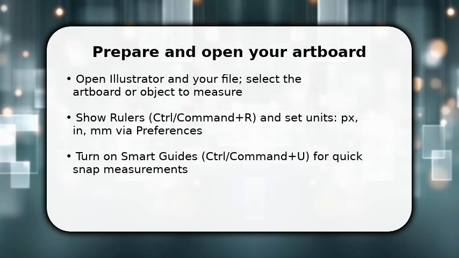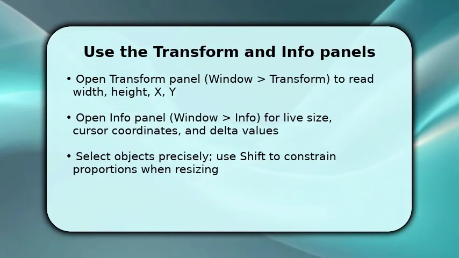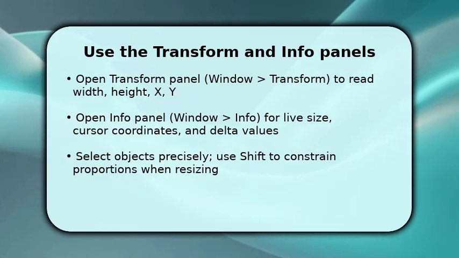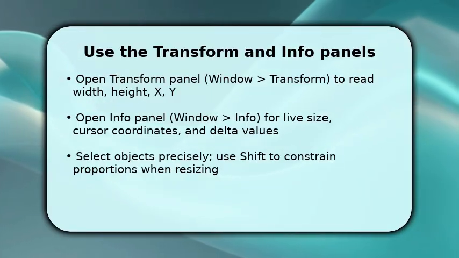Next, open the Transform panel to read exact width, height, and position values for any selected object. Those numbers are absolute, and you can type new values to resize. Then open the Info panel to watch live measurements and cursor coordinates while dragging.